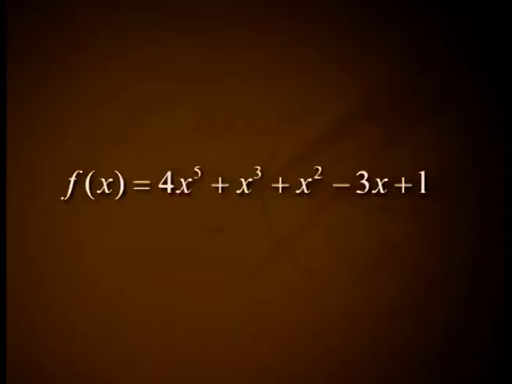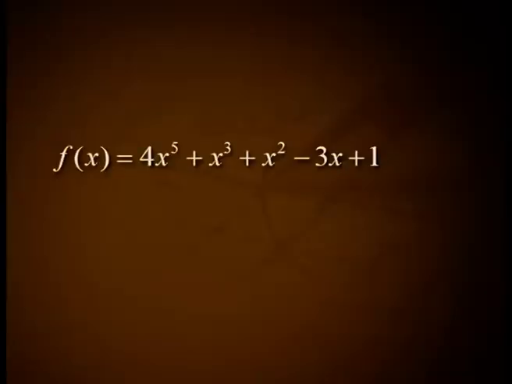If we take f(x) equal to 4x^5 plus x^3 plus x^2 minus 3x plus 1, by inspection it can be seen that f(1) is not equal to 0, f(1/2) equals 0, f(1/4) is not equal to 0, f(-1) equals 0, f(-1/2) is not equal to 0, and f(-1/4) is not equal to 0. Hence 1/2 and minus 1 are the only rational roots. Now to find the other roots, we proceed as follows.